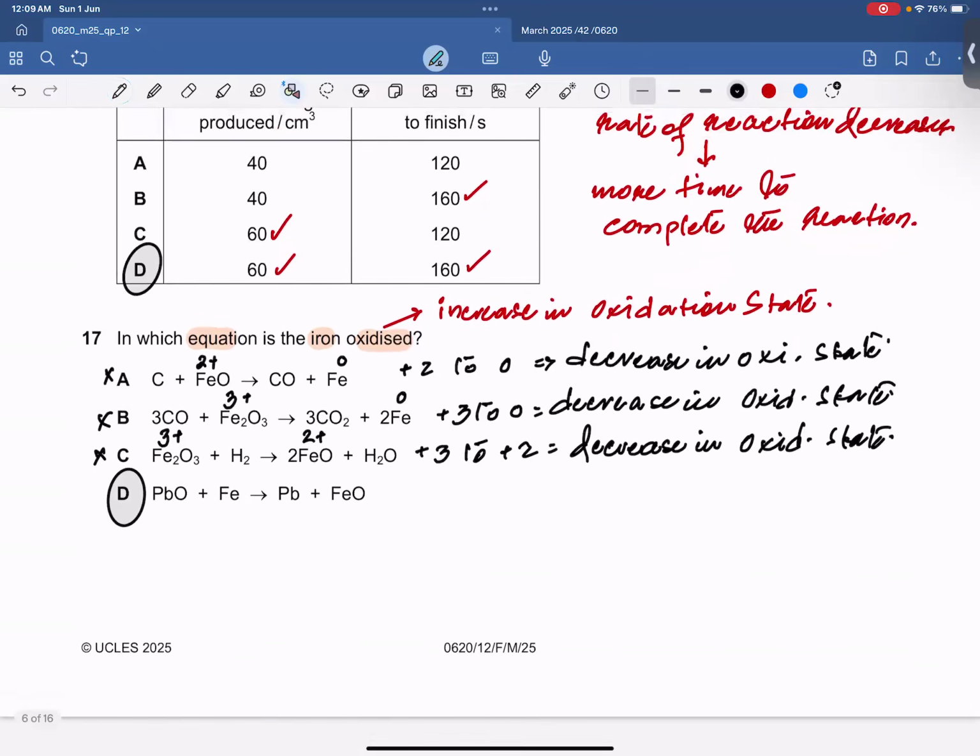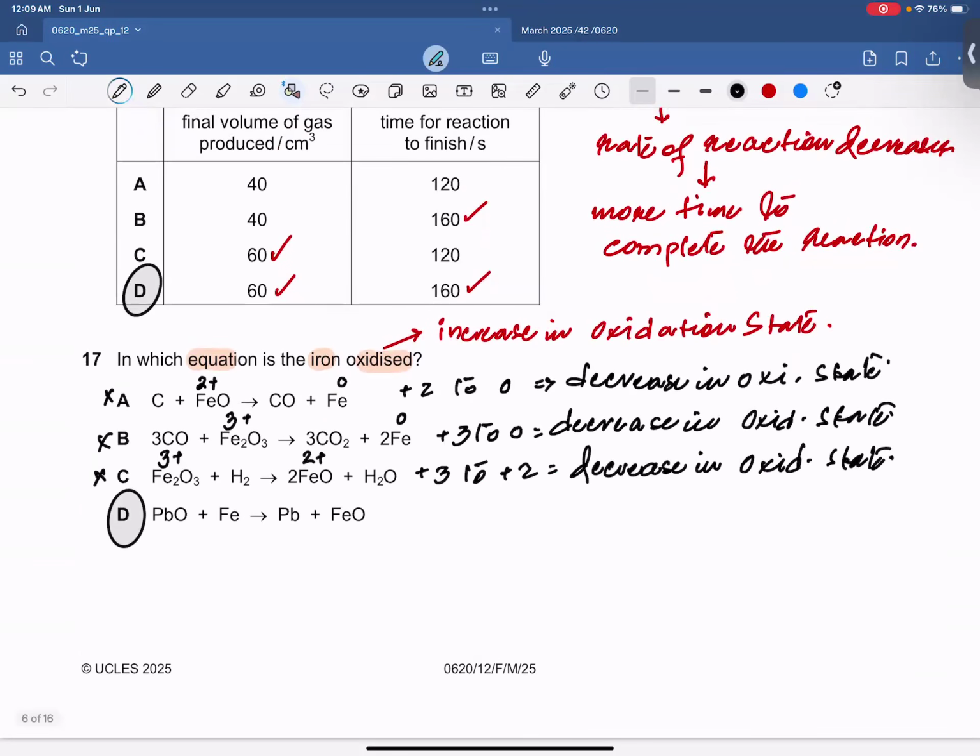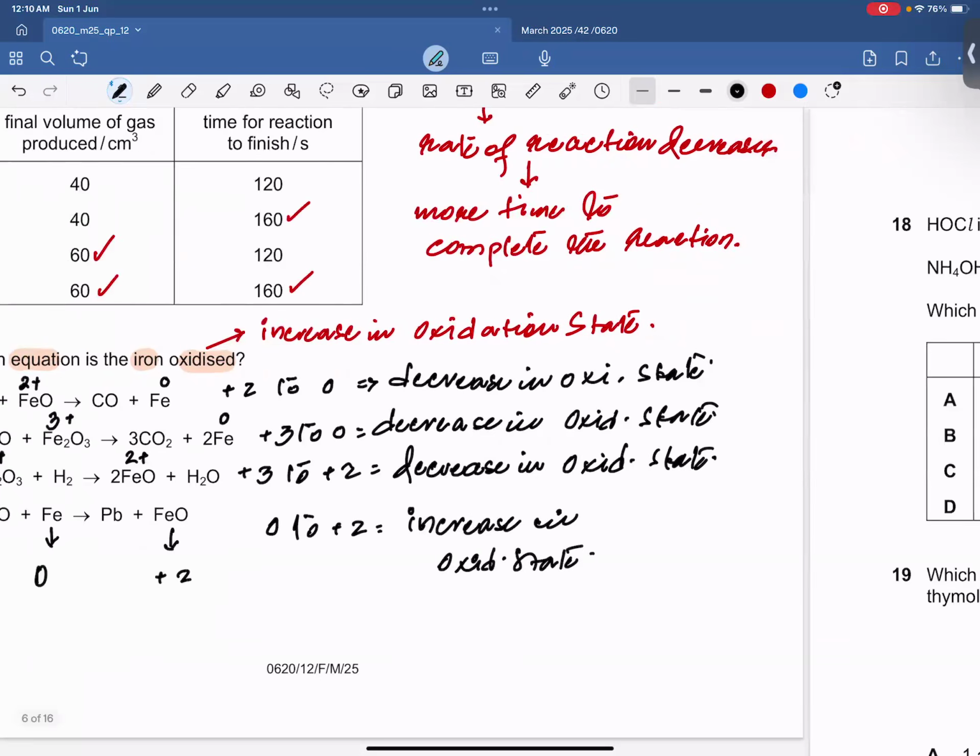Why D is correct? Because here the oxidation state of iron is 0. Here the oxidation state of iron is +2. So it's basically 0 to +2. And that indicates the increase in oxidation state. And that's your answer. That's question number 17. Let's talk about question number 18, guys.